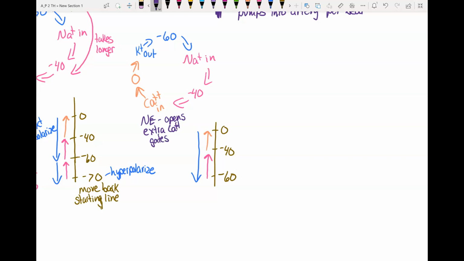So you have more calcium in. So that means this part from negative 40 to 0 happens faster. So we're going to have more calcium coming in. So we're going to get from negative 40 to 0 faster. And that's how you increase the heart rate.